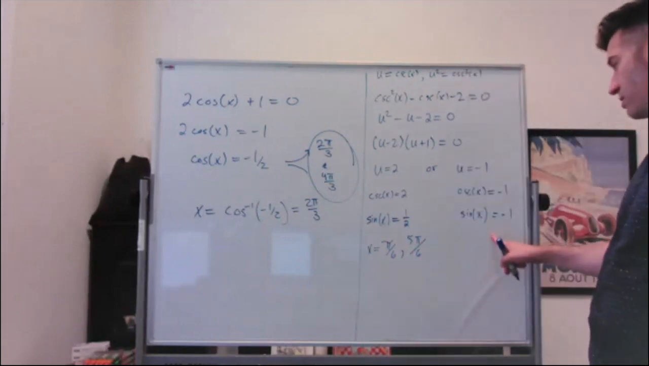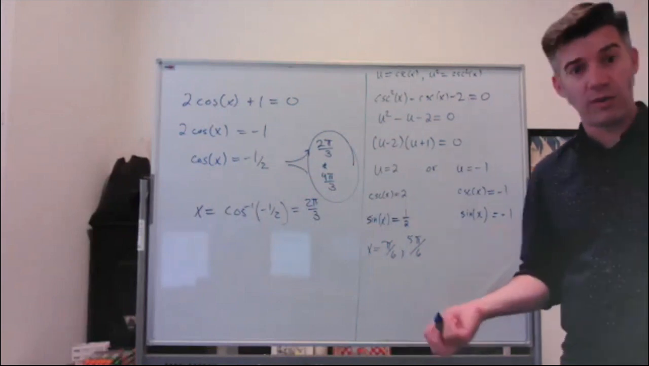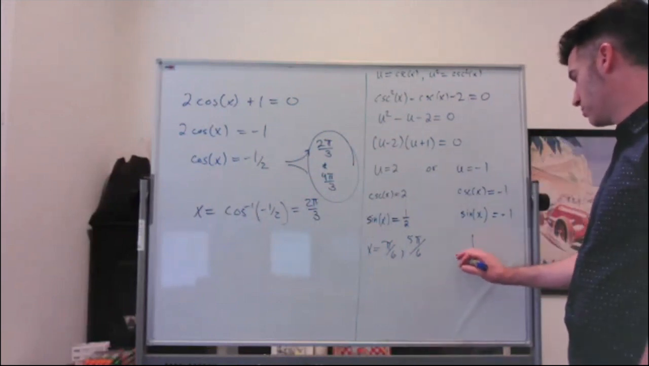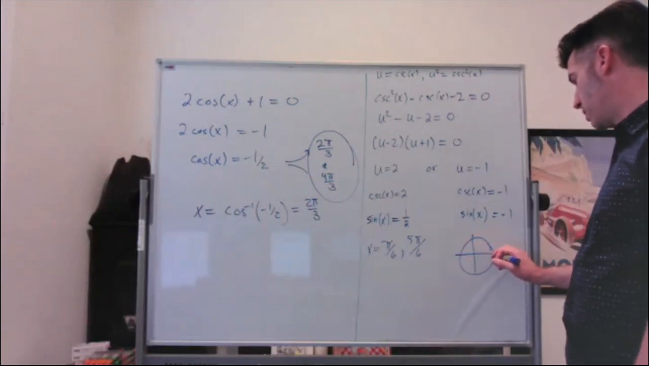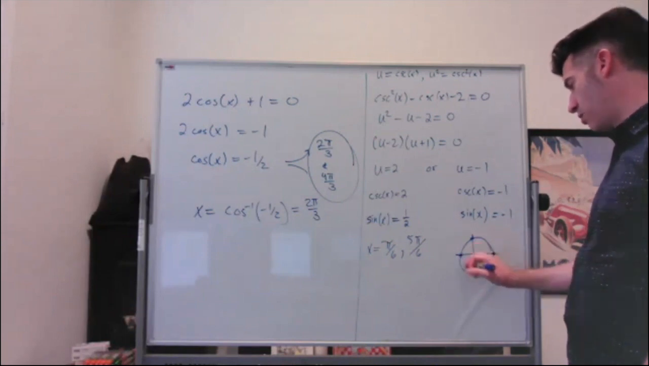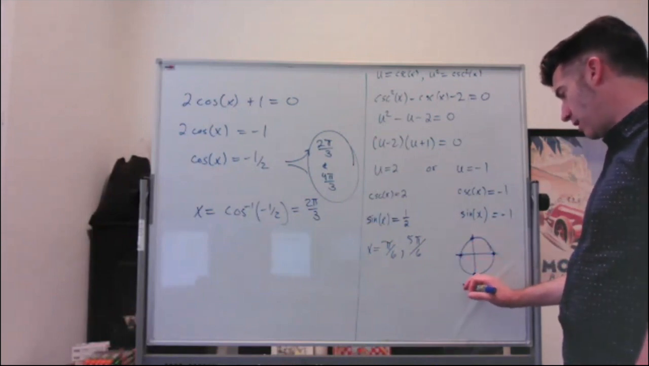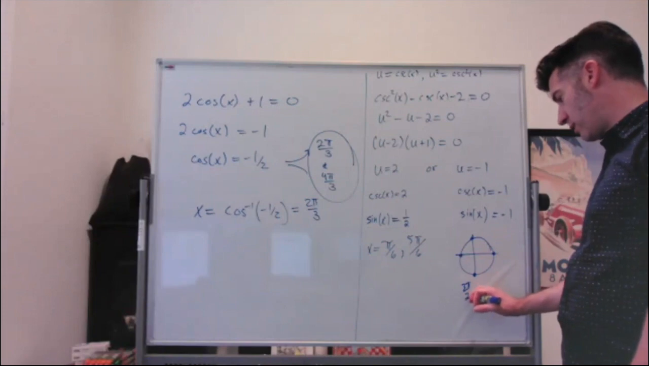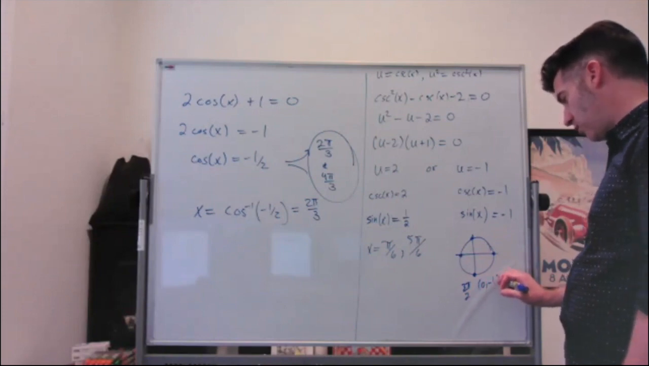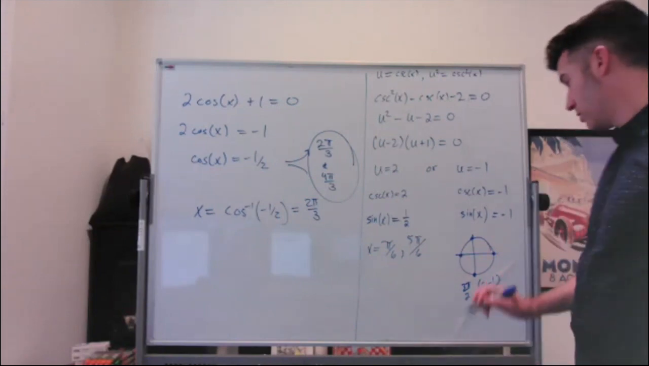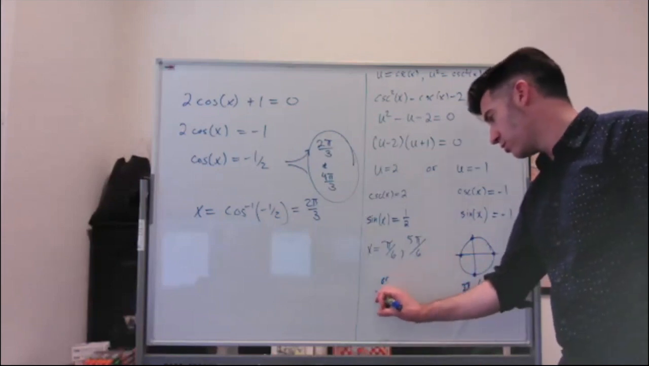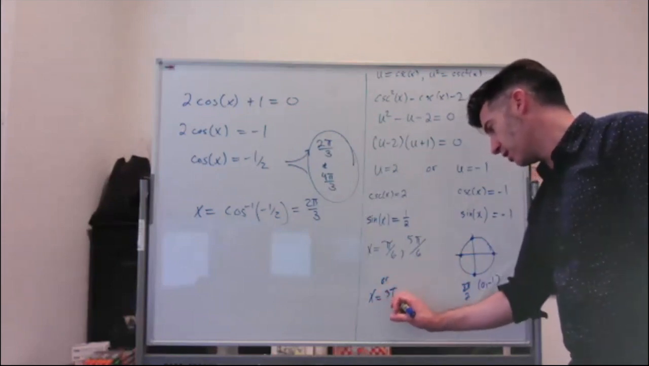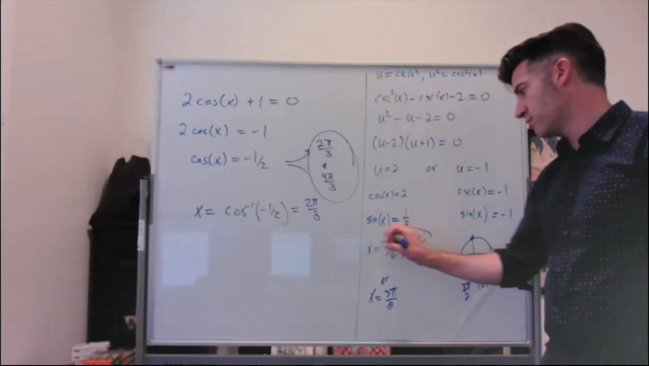And then where is sine equal to -1? Well, that's going to be a quadrantal angle. Not here, not here, not here, but here. An angle of 3 pi over 2 radians. The sine value is -1. So 3 pi over 2 is the other answer to this equation.